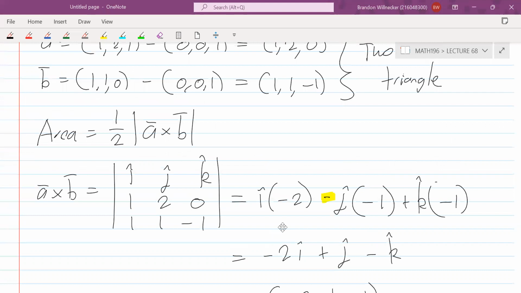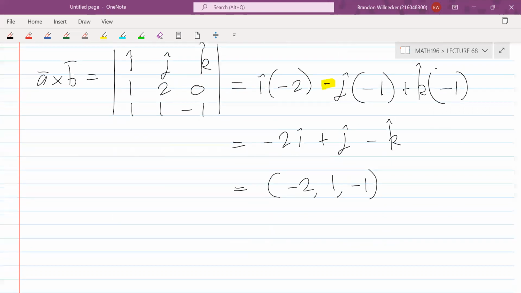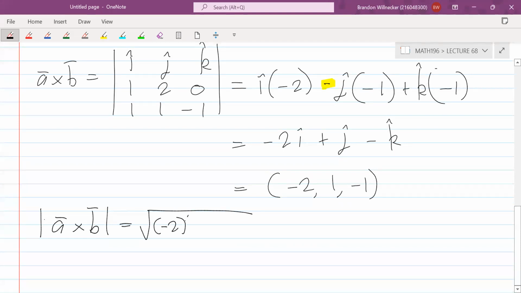Now we need to take the magnitude of the cross product and then halve it. Okay, so magnitude of the cross product. That's going to be square root, each component squared. So minus 2 squared plus 1 squared plus minus 1 squared. That's going to be root 4 plus 1, so root 6.